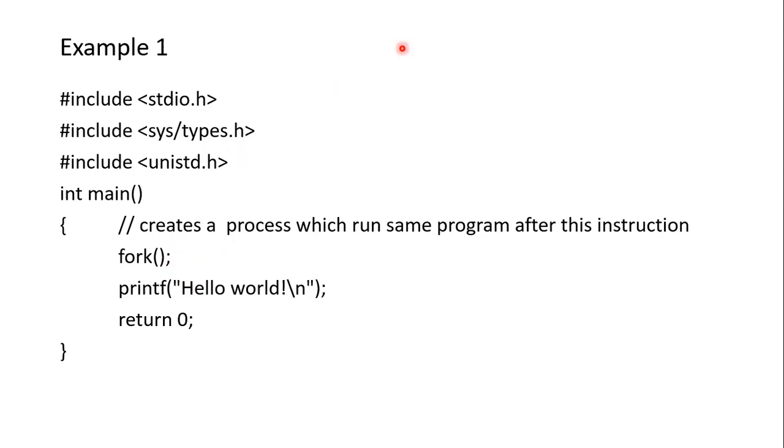So we'll see how these are executed. Here in our example, we have only printf hello world, but we'll get this line executed twice. That is, once by the parent process and once by the child process. We'll see this with an online compiler.